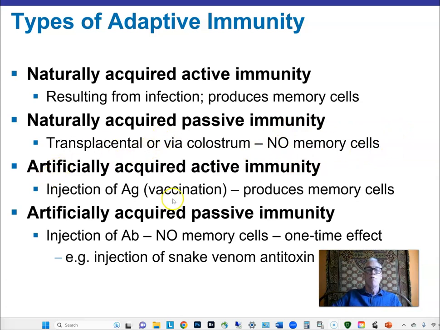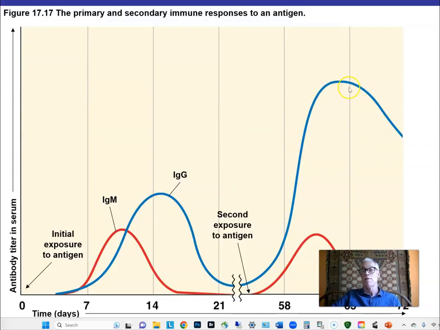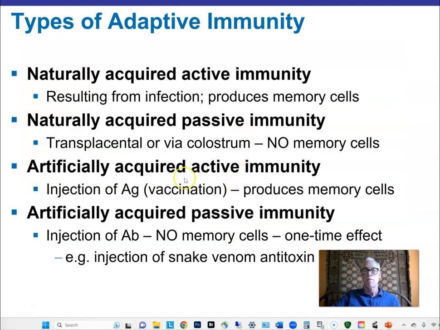Okay, how about artificially acquired active immunity? That's what vaccines are. We intentionally produce a vaccine that will elicit an adaptive immune response against some antigen that we know could produce a very terrible disease. Later on, if we actually get exposed to that pathogen, diphtheria bacteria or something like that, we won't actually get diphtheria. Why? Because we have memory cells that can go to town and whip those bacteria before they ever have a chance to colonize the body appreciably. So yes, we have memory cells when we use vaccines.